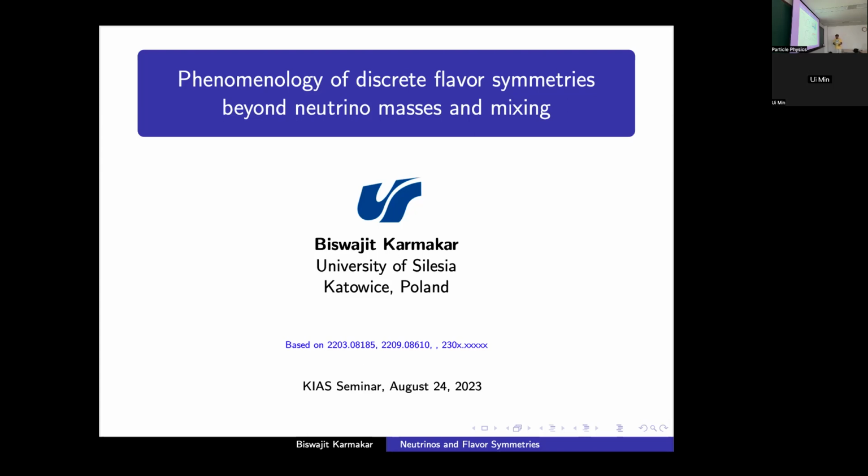So I'm not going into the details of that. But having this scotogenic contribution basically leads to various potential dark matter candidates. It can have a scalar dark matter scenario. It can have a fermionic dark matter scenario.